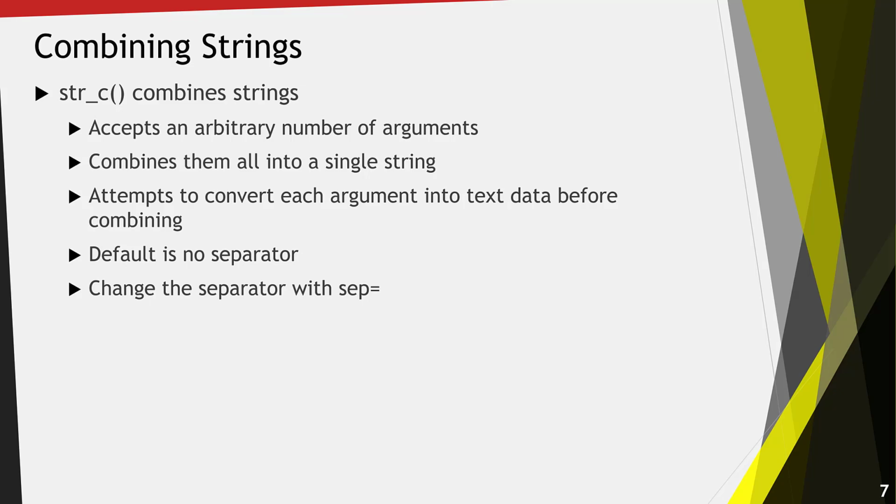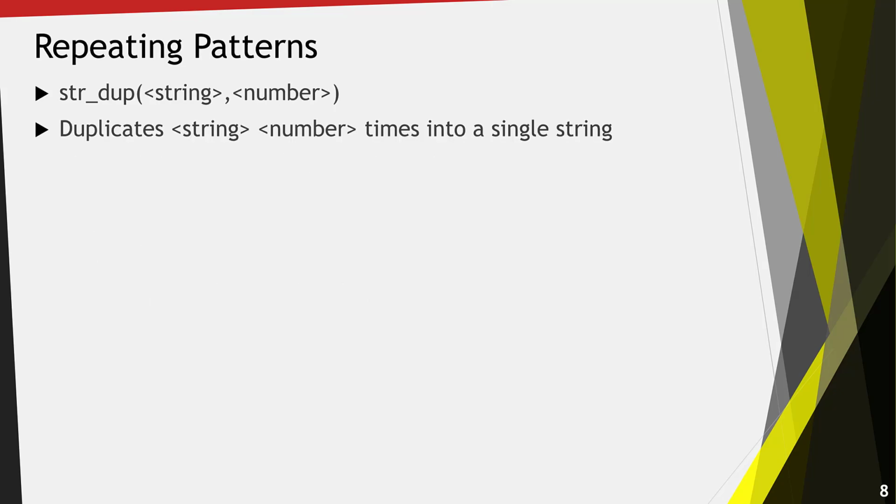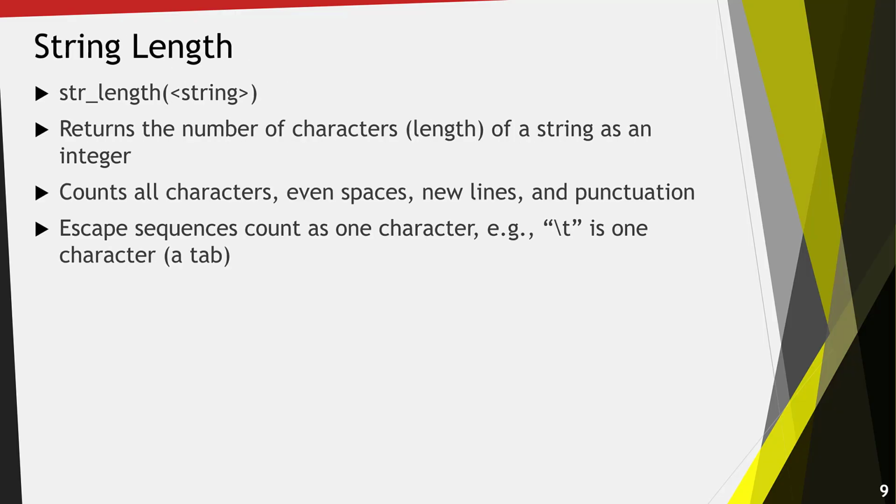str_dup creates repeating patterns of text. It takes two arguments. The first is a piece of text, a string, and the second is a number. And what it will do is return a string that repeats that first argument the number of times specified in number. There is also str_length. This returns the number of characters in a string as an integer. You provide a single argument, which is a piece of text. It's going to count all of the characters, even spaces, new lines, and punctuation. Importantly, escape sequences count as one character, so a \t represents a tab. It's going to be counted as one character when computing the length of the string.